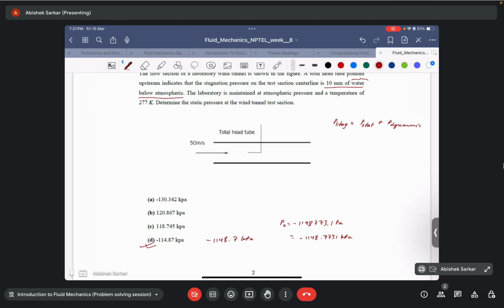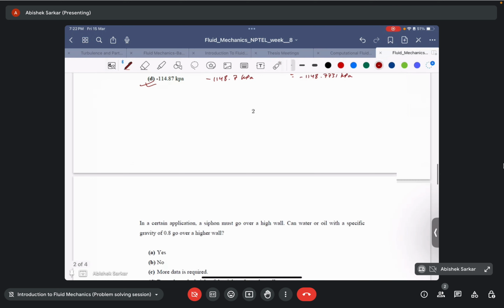Okay, so just to make you aware of it: the concept is important, not the answer, right? Once you get the concept correct, you will eventually get to know which answer is correct or wrong. Okay, I hope it is clear. So now let us look into the next question.